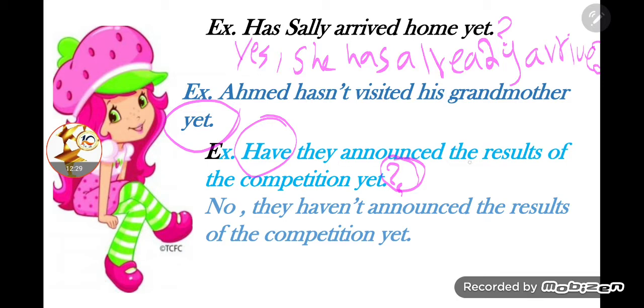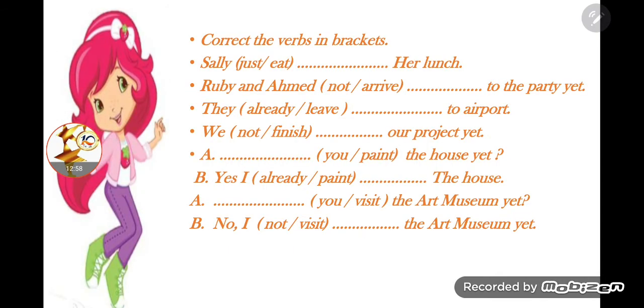So, have they announced the results of the competition yet? Here the answer is: no, they haven't announced the results of the competition yet, meaning they haven't done this yet. And if I want to answer yes: yes, they have already announced, or they have just announced, the results of the competition. As you can see, this is an exercise that I want you to do.